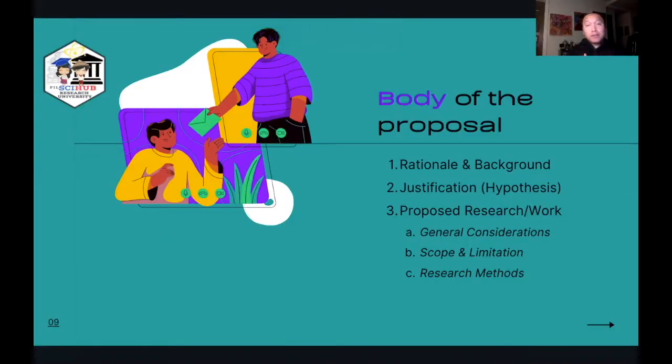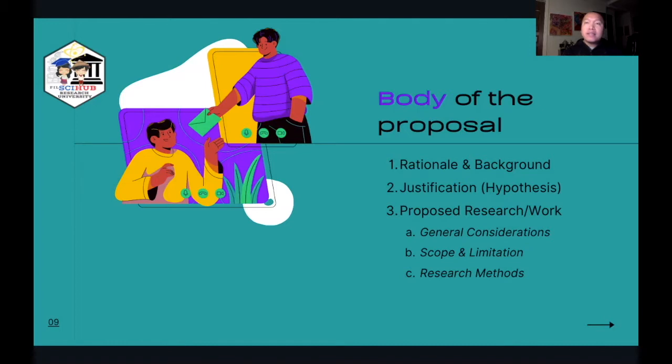Okay, so after the overview, the third part of the proposal is its body. The body of the proposal is composed of at least three different sections. The first of which would be the rationale and background to the proposed idea. The second part is what we call the justification, which essentially covers the hypothesis that you have formulated and the basis for that hypothesis. And then the third part, which I consider to be one of the most important parts of the proposal, is the proposed research work.